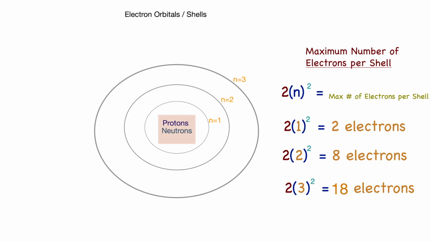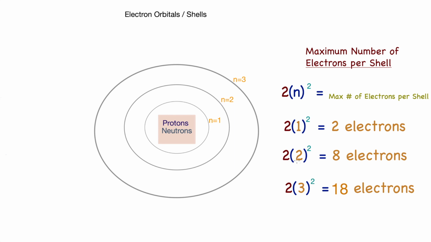So, we know that the maximum number of electrons per shell is equal to 2 times n squared, where n equals a number pertaining to the shell. So for the first shell, or n equals 1, we put in 1 for n, and we get 2 times 1 squared, which is 2 electrons. So only 2 electrons can fit inside that first shell.